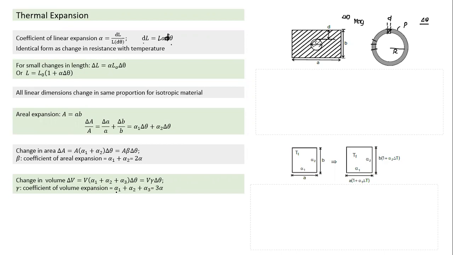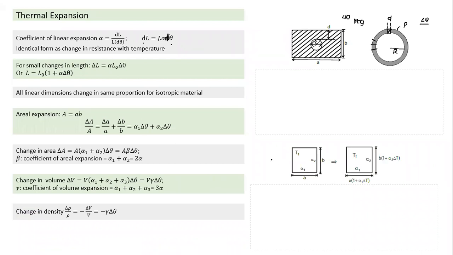Volumetric expansion is the sum of three linear expansions, if it is an isotropic material, and the reason I have given it like this is that they may also give you a question where the material may not be isotropic. So in that case, what will be the value of areal expansion and volume expansion? Very easily we can calculate in a similar fashion. Okay, so this is okay.